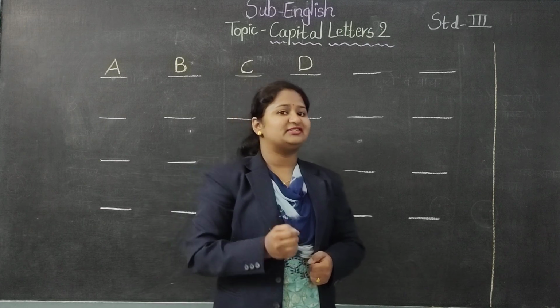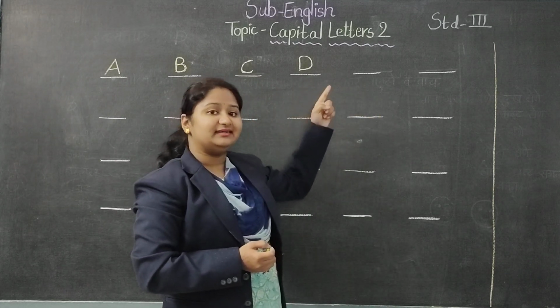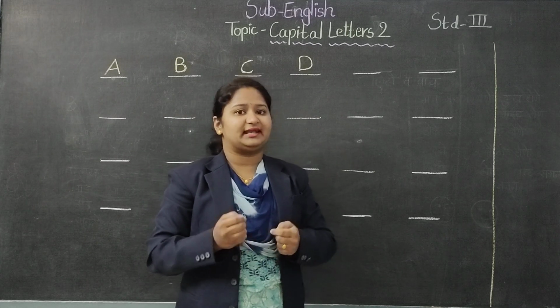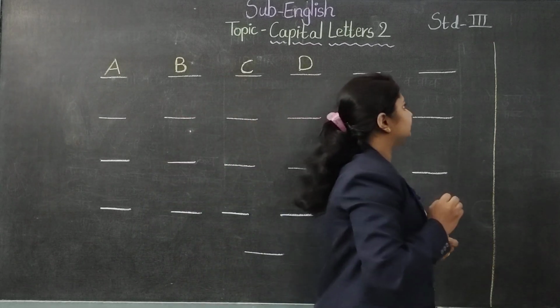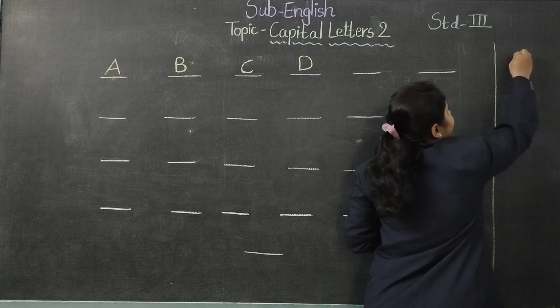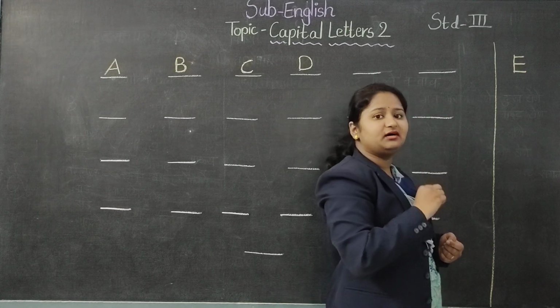So now which letter is remaining? A, B, C, D and E. Now we will do letter E. We'll see how to write letter E. Now I must say there are many lines in letter E, like 1, 2, 3, like this. Is this the right way of writing E? No, this is the wrong way.